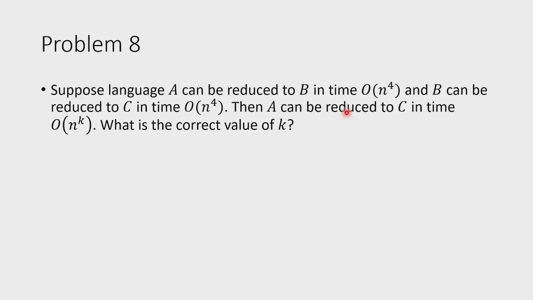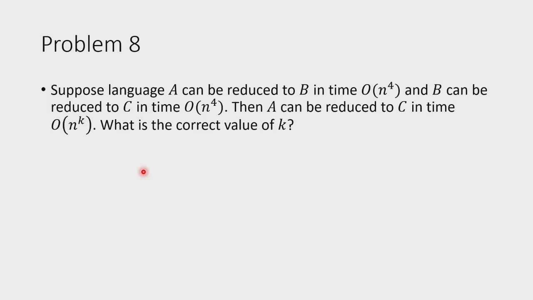So the smallest value of k I think could be equal to 4 only. Yes, it is very tempting to say the following: I can reduce A to B in order n to the 4 time. After I have done that, I would reduce B to C in order n to the 4 time. So the total time would be order n to the 4 plus order n to the 4, which is equal to order n to the 4, right? This is very tempting.